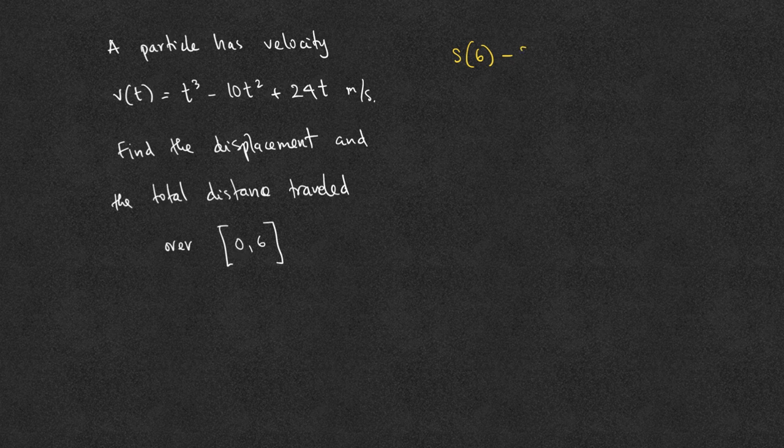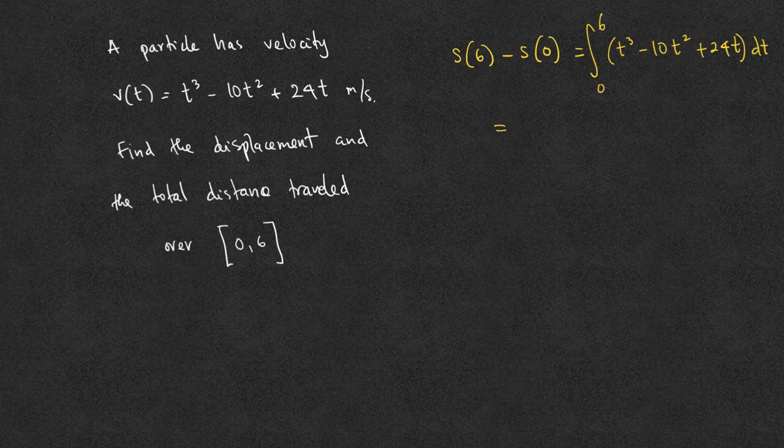of 6 minus s of 0. And so using the net change theorem, by the definition, this is the definite integral from 0 to 6 of the rate of change of the position, which is the velocity, and the velocity is given t cubed minus 10t squared plus 24t. To find the antiderivative of t cubed minus 10t squared plus 24t, we simply use the power rule for each of the terms.